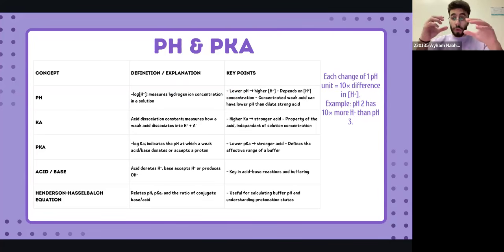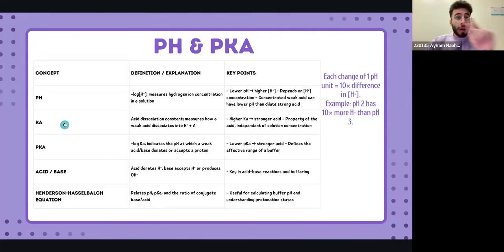Right? So if we have two solutions and they are both acidic, but the first solution is very concentrated with hydrogen ions, and the other one is diluted, which one would have a lower pH and be stronger and more acidic? The first or second one? The first one, because pH depends on the concentration of the hydrogen. So once it's a very concentrated weak acid, it would have a lower pH, more acidity. Okay?